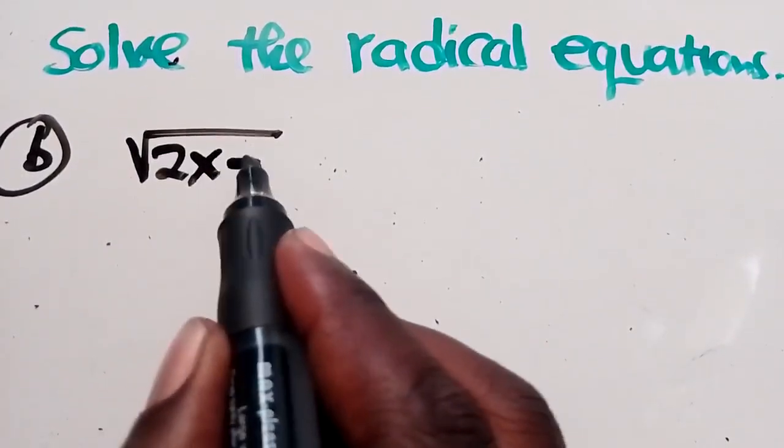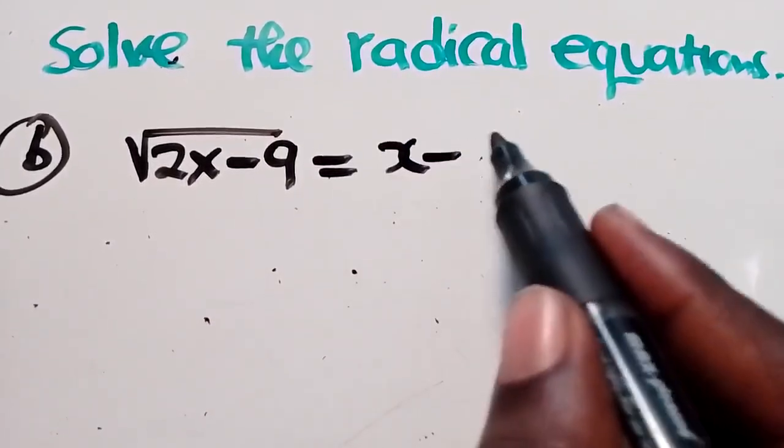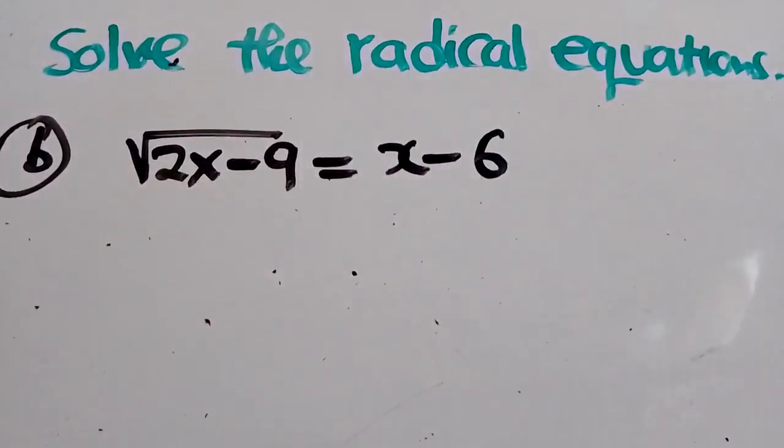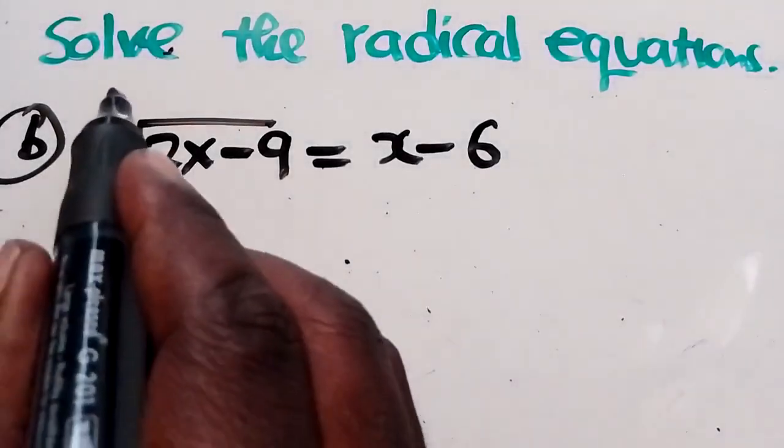√(2x − 9) = x − 6. How can you solve such a radical equation? So you ask yourself, is it isolated? The answer is yes, it is isolated. Since it is isolated, what we need to do now is square both sides.